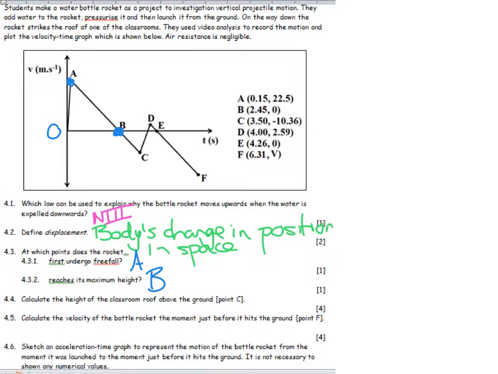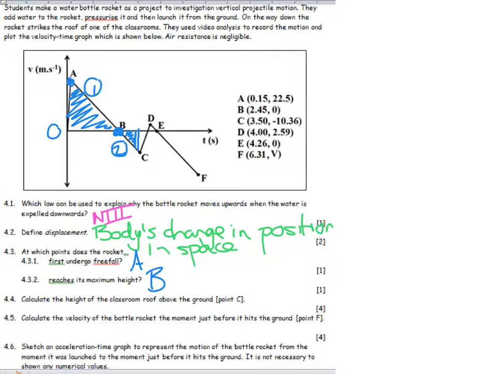Calculate the height of the classroom roof above C, and again we are above the ground at point C, so that's over there. What has happened is this rocket has gone up into the air, stopped, and then come back on itself. So the height of the roof will be the first triangle minus the second triangle.